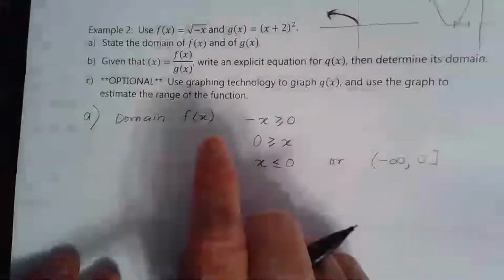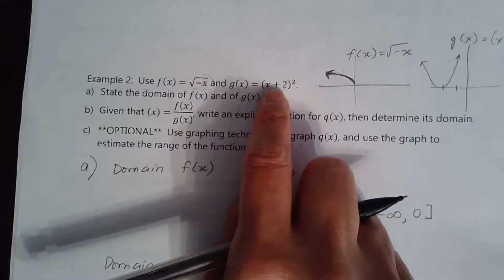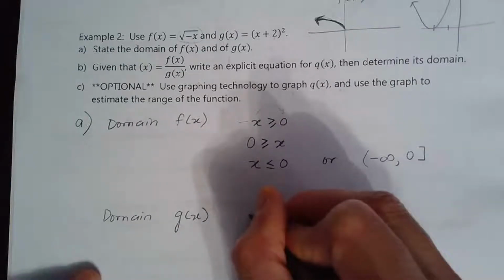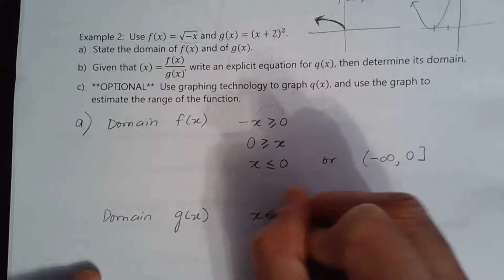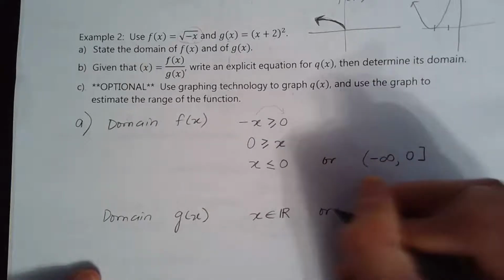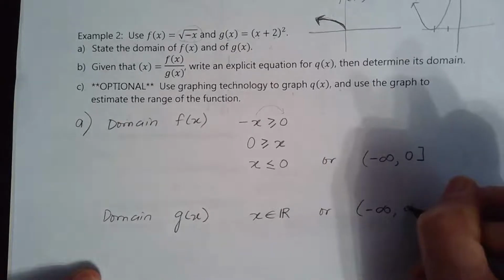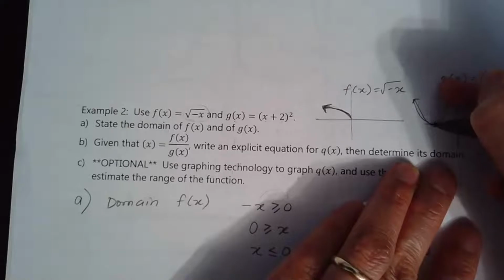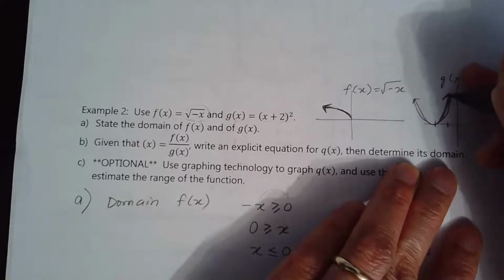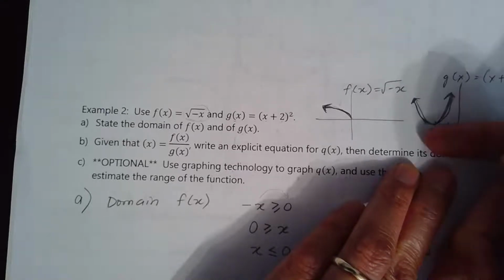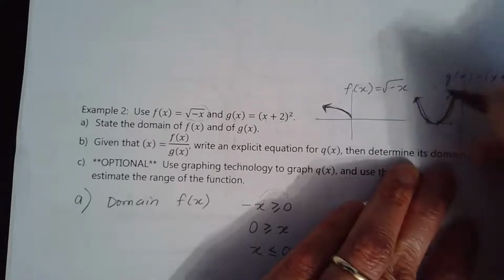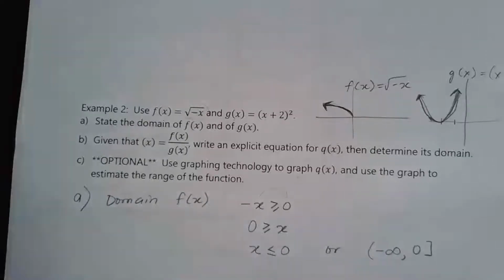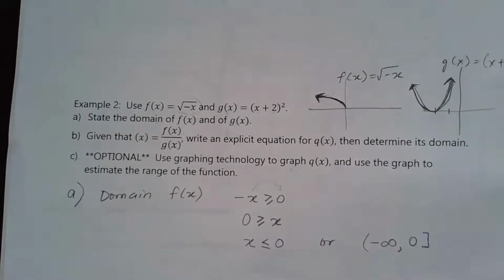Now, what about the domain of g of x, x plus 2 squared? The domain there is x is an element of real numbers, or we can say from negative infinity up to positive infinity. If we take a look at that one, the domain here is from negative infinity. As this goes this way, it's going to continually go up, and it extends to the right side. Okay, so that one's not bad.